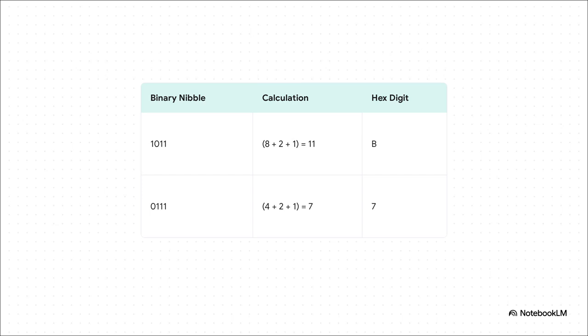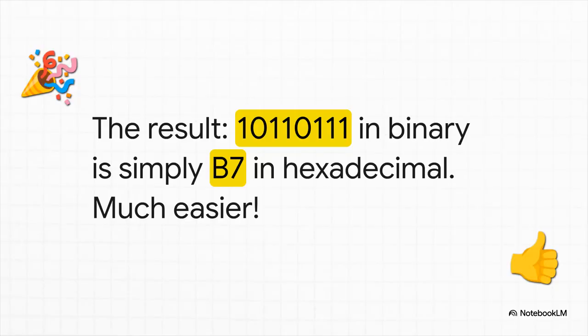Now we just go back to our Rosetta Stone. We look up the first nibble, 1011. The table tells us that's the number 11 in our system, which is B in hex. Then we look up the second nibble, 0111, and that's just a plain old 7. Slap them together, and you're done. That long, clunky binary string 10110111 becomes the nice, clean, simple value B7. Way easier to write down and remember, right?